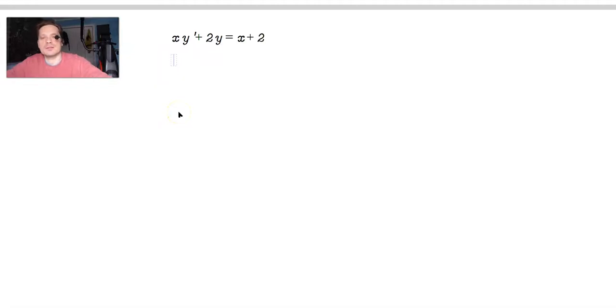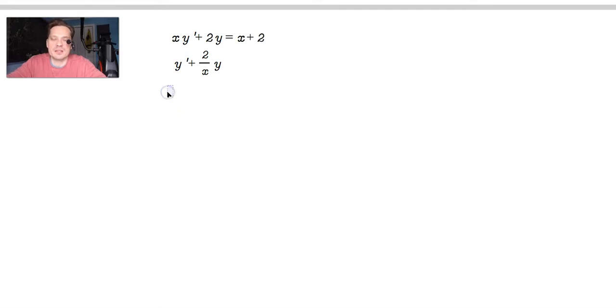Welcome, let's solve xy' + 2y = x + 2. First we're going to divide each term by x. You're going to have y', the x divides away. Then you're going to have 2y over x. If you like, you can write it this way, so 2 over x times y, and stop for a second.